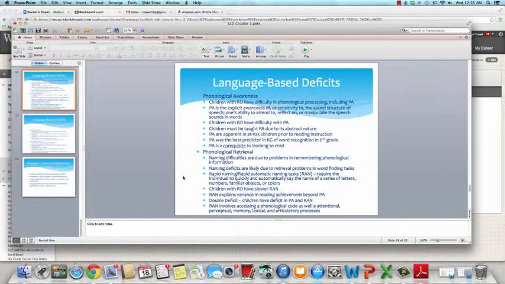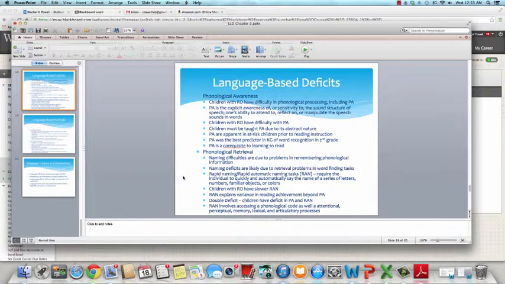The phonological awareness difficulties are apparent in at-risk children prior to reading instruction, and it is the best predictor in kindergarten of word recognition in second grade. And you could call it a co-requisite to learning to read, essentially, not a prerequisite. It's occurring as reading knowledge and acquisition is occurring.